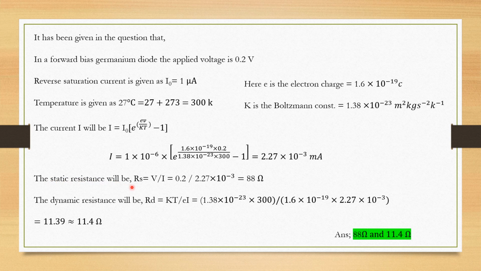The static resistance will be Rs is equal to V by I. So we put the value of V, that is 0.2, by I, that is 2.27 into 10 to the power minus 3 milliampere, and here we find it as 88 ohm. The dynamic resistance will be kT by eI, and this will be 11.39, which is approximately equal to 11.4 ohm. So the answer will be 88 ohm and 11.4 ohm.